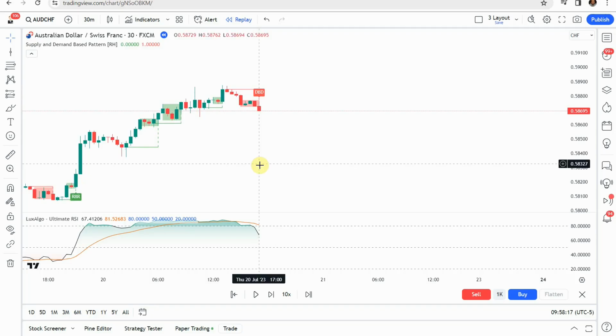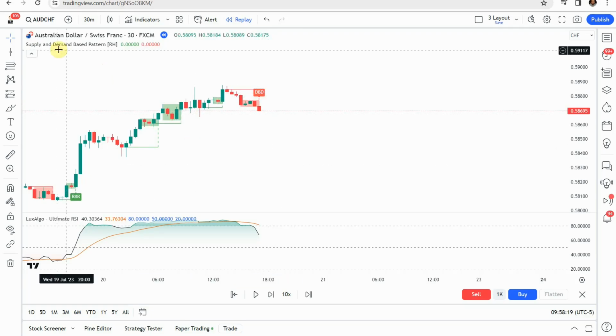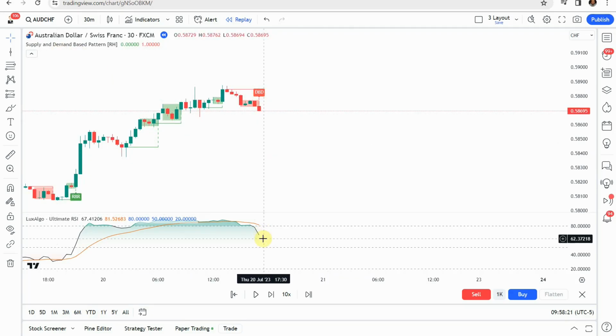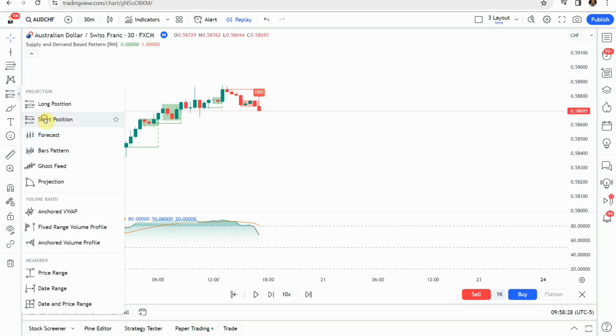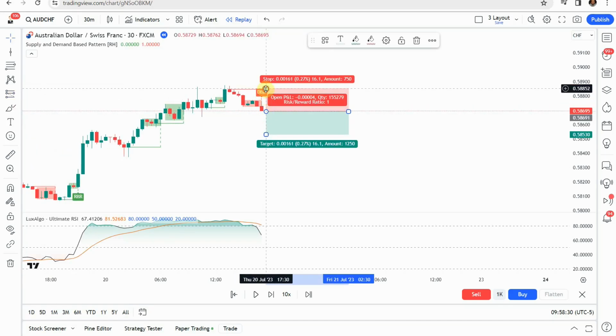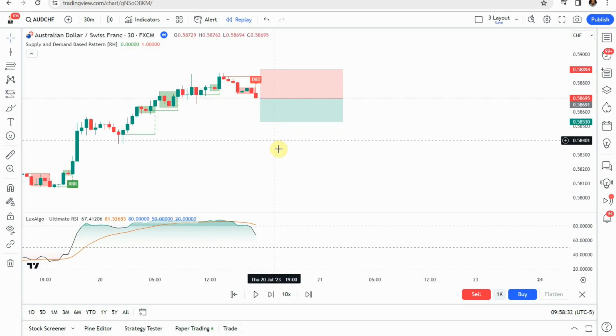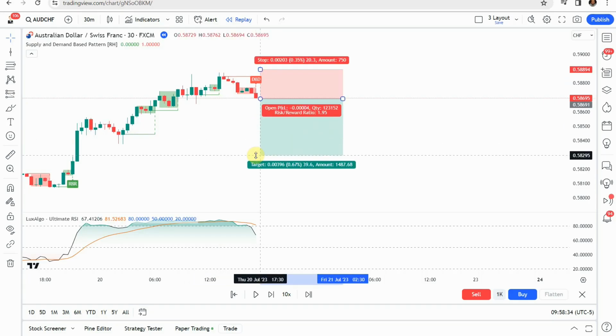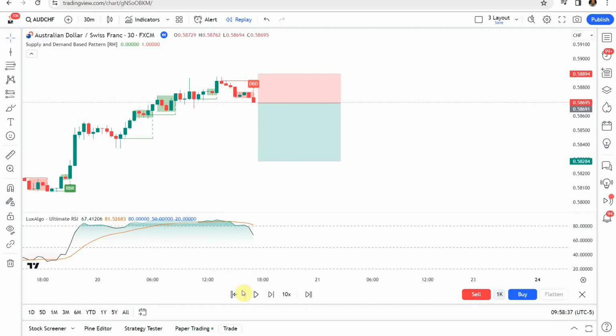Alright, and for a short trade, we're looking for the red tag from the supply and demand, and then we look down to the RSI, and we can see that the black line is below the orange line, giving us our criteria for then a short trade. We're going to put our stop right above that last swing, and we're going to target the 1 to 2 risk reward like so.